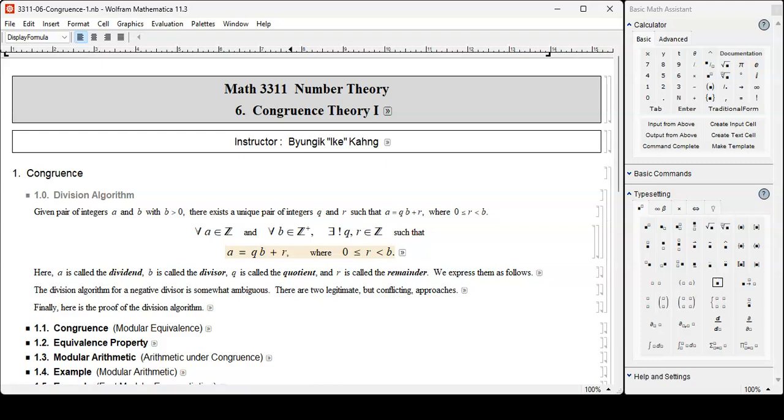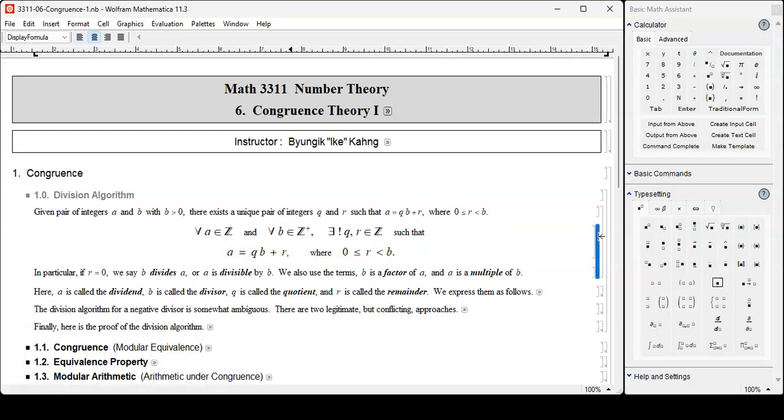This is called the division algorithm, even though it is not an algorithm in the strict sense. We still use the term division algorithm because we use this theorem, this result, to set up the long division, which is indeed an algorithm. So there's a bit of abuse of terms.